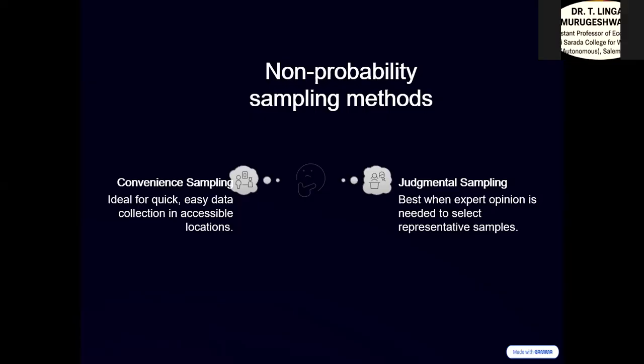Next is judgmental sampling, also known as purposive sampling. Here, the researcher uses their judgment to select respondents they believe are representative. This method is commonly used in qualitative research or expert-based research. Next is quota sampling. In this method, the population is segmented and a fixed number of subjects are chosen from each segment. However, unlike stratified sampling, the selection within a segment is non-random. It ensures representation but suffers from potential bias.